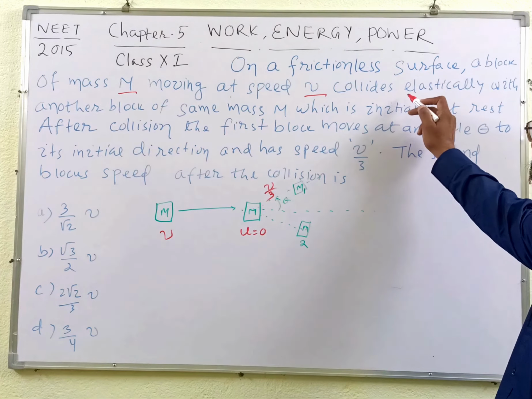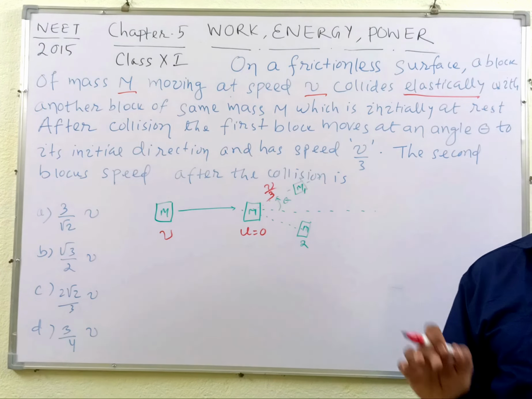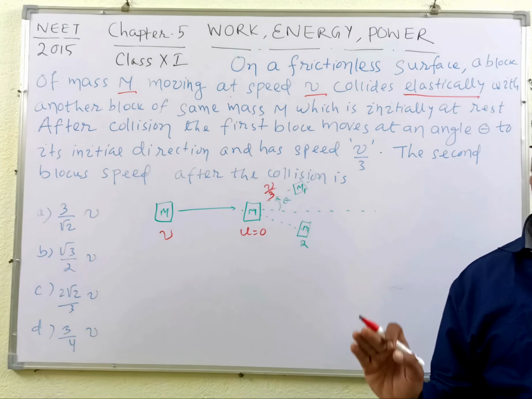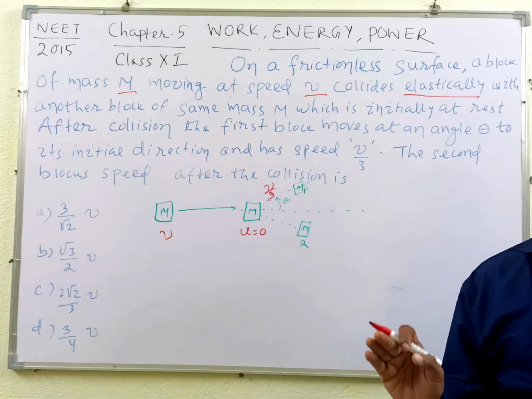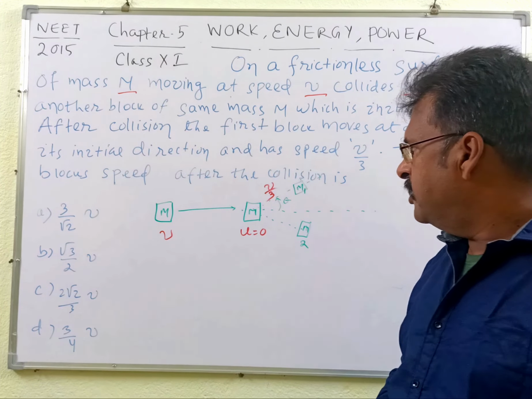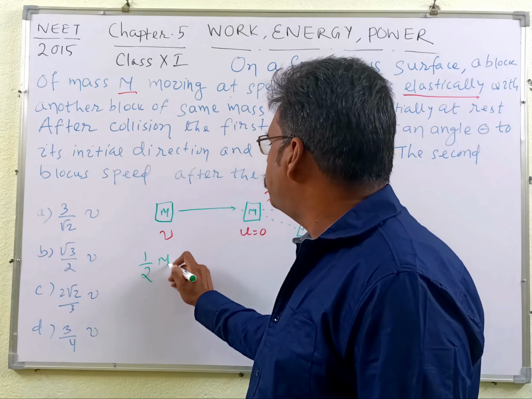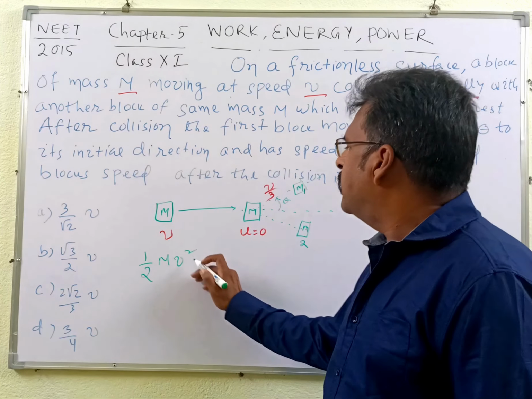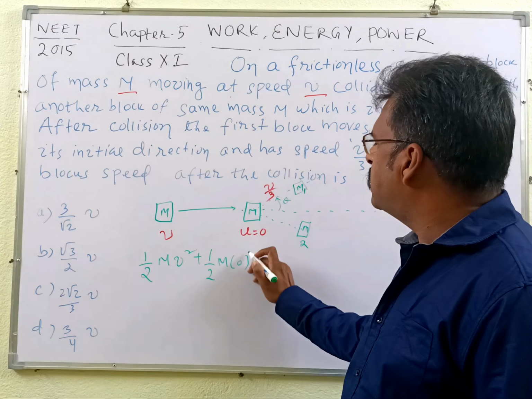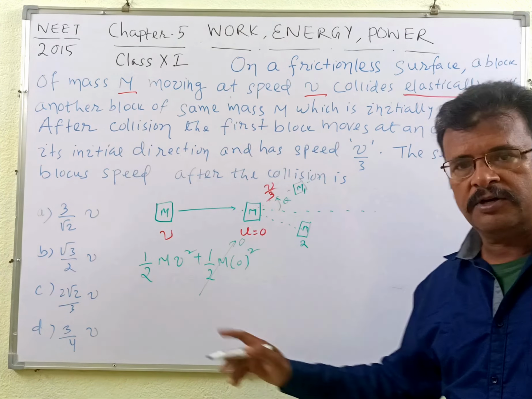You observe here the collision is elastic. That means the kinetic energy is conserved. The kinetic energy of the particles before the collision is equal to the sum of the kinetic energies after the collision. What is the kinetic energy before the collision? The kinetic energy of the first block is half m v square. And the second block was initially at rest, so its kinetic energy is half m into 0 square, which is totally 0.